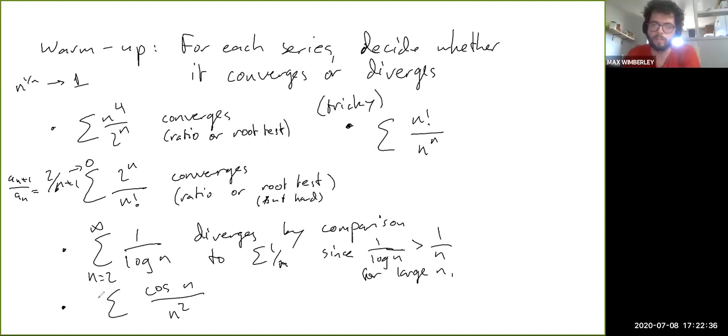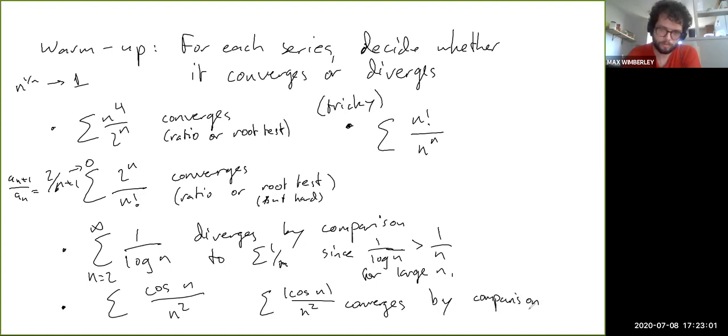To do this carefully, what you would really want to show is that the absolute value of cosine of n over n squared converges, which means that the original one converges absolutely, right? And this one, it's easy to compare to 1 over n squared, right?